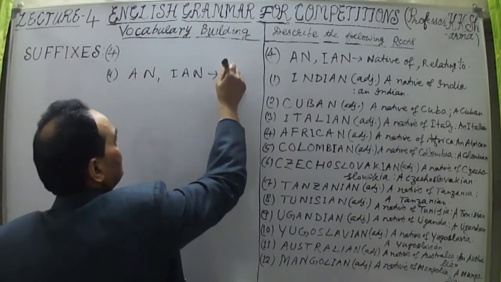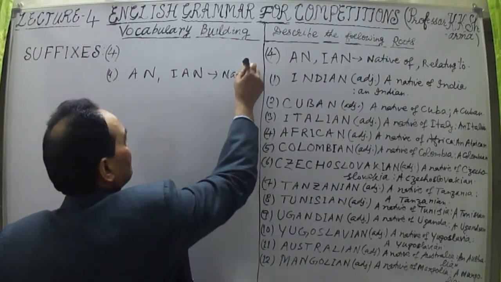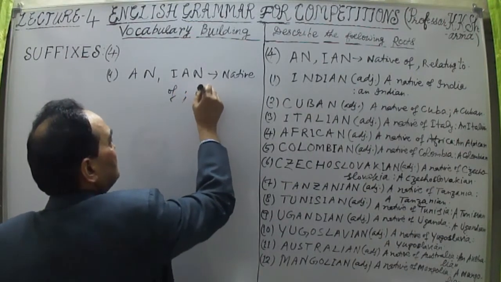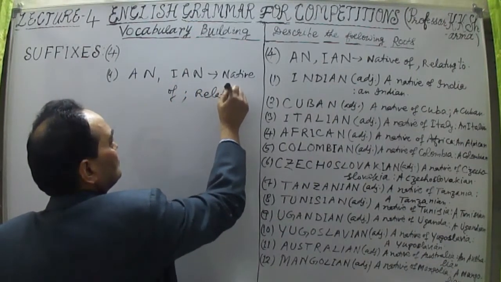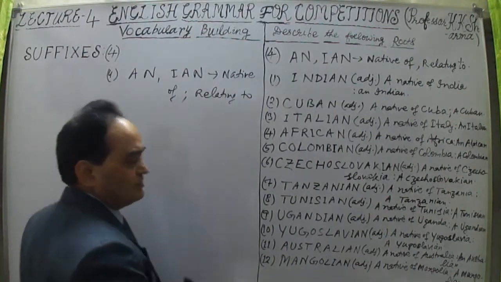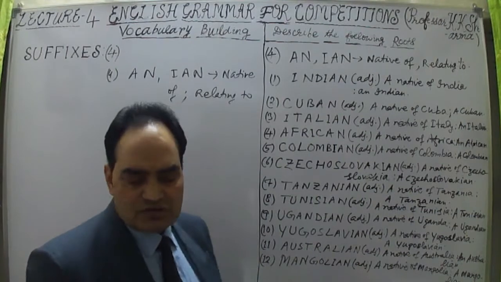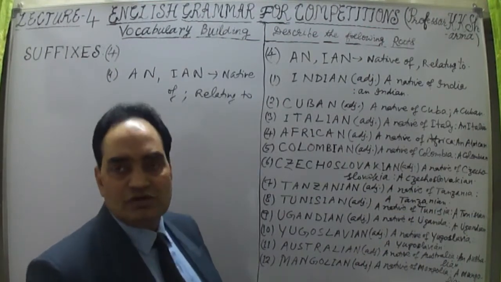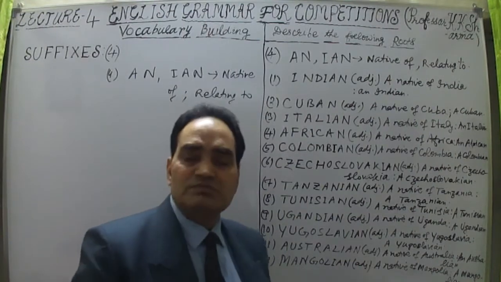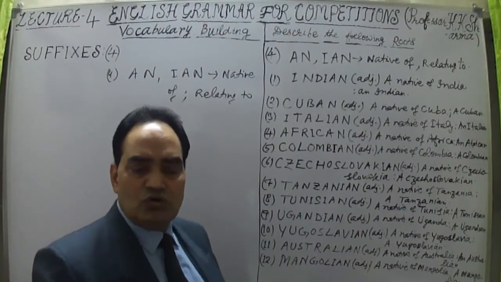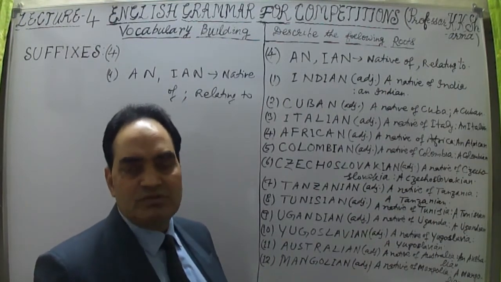That means native of, or relating to. Either say relating to or say native of that country. So in this case, for example, members of the UNO, United Nations Organization. All the member countries of the UNO, some are not members of the UNO. So all the countries' names may be there.